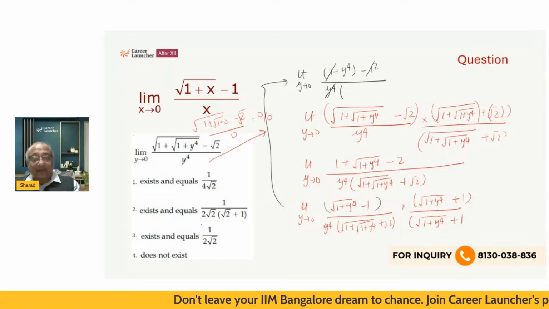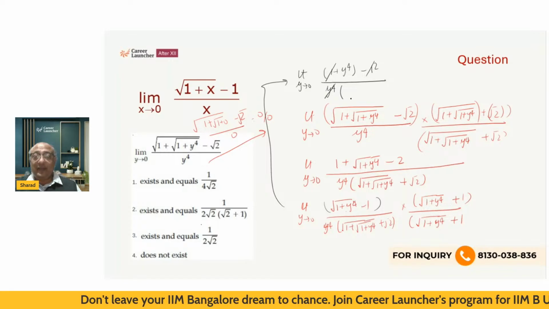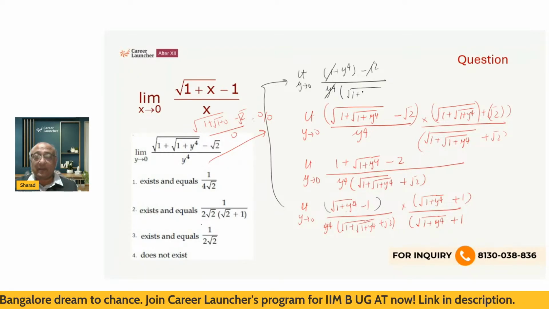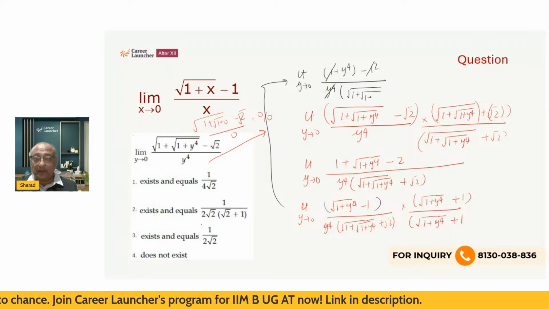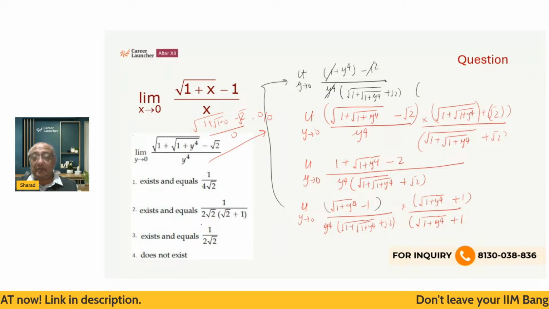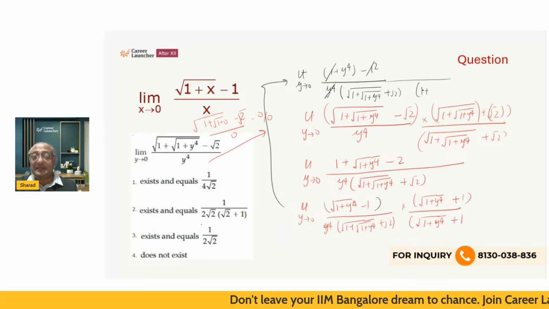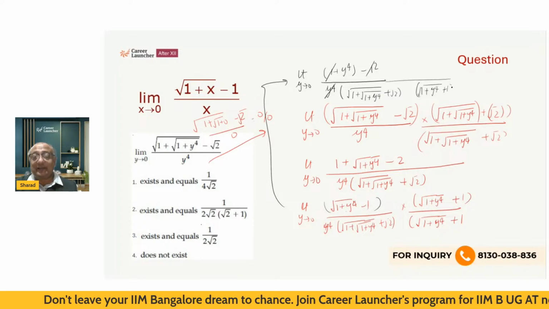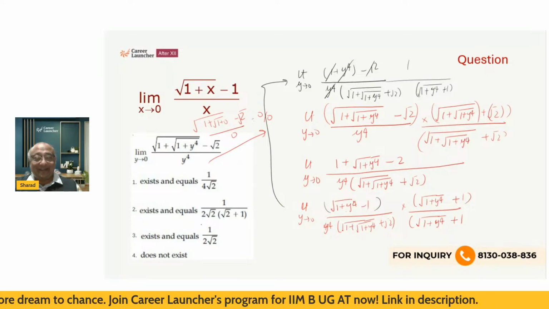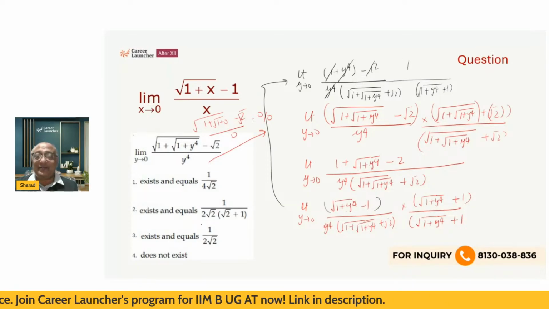Now, what do we have over here in denominator? 1 plus under root 1 plus y raised to the power 4 plus root 2 into, again in denominator you have bracket 1 plus under root 1 plus y raised to power 4 plus 1. Now because this y raised to power 4 has cancelled, here it is 1. So now we have our answer in front of us.